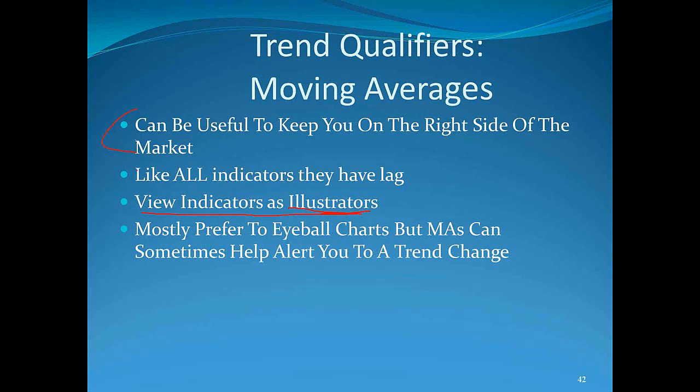Now, all indicators have lag because they are a derivative of price. But the beauty of a moving average is sometimes it might begin to roll over or you might get a crossover. And if you're just looking at the chart, you might see something like this in the chart, okay? And you might be seeing that longer-term trend. That's just sticking out in your mind, that big arrow that I like to draw. But you might not notice that over more recent times, it has begun to slow down a little bit. So sometimes that moving average can alert you to that.